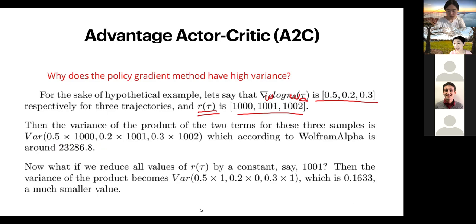Based on this observation, let's now think about a simple trick, which is if we reduce all the values of these trajectories by a constant, right? Relatively, I didn't make any changes, and it shouldn't matter. But if you just reduce the values by a constant, say 1,001, then you can see the variance becomes 0.1633. So you can see this huge difference between the two. Really what we're doing is just making sure that the values of these trajectories are small, or minus a constant, right?